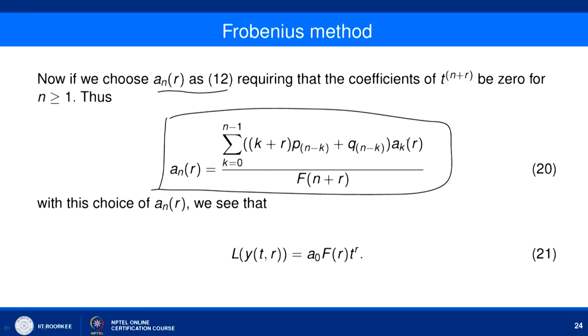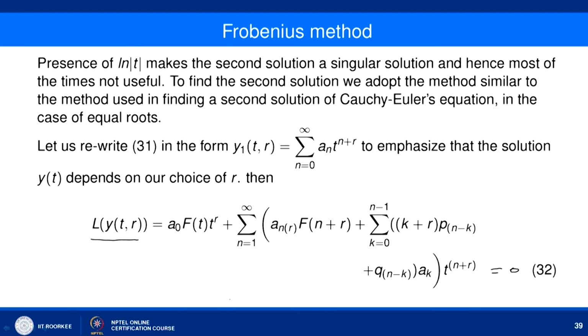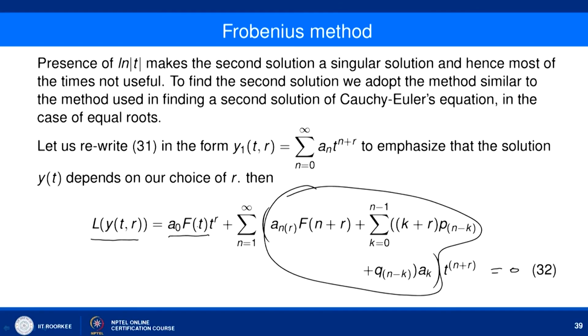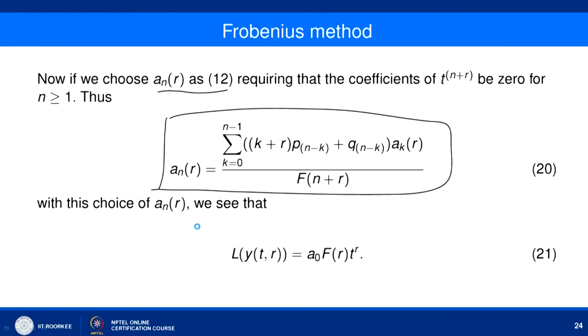When we choose the coefficient a_n like this, then L[y] is simplified to a_0 f(r) t^r, because we have taken a_n in a way such that the rest of the expression is 0. There is a small correction here: it is f(r) t^r. So, once we have made this choice, we have L[y(t, r)] equal to a_0 f(r) t^r.